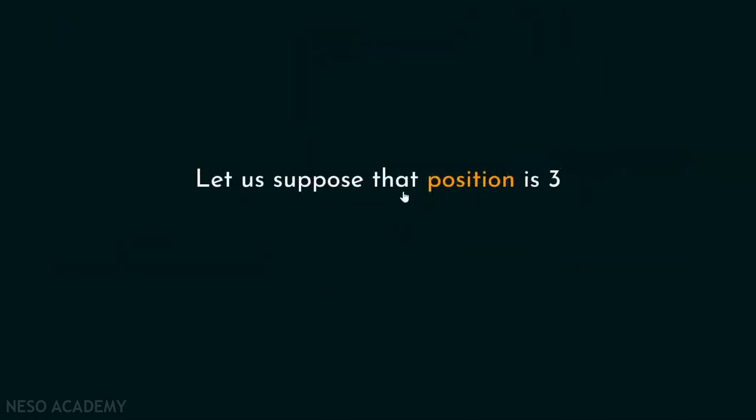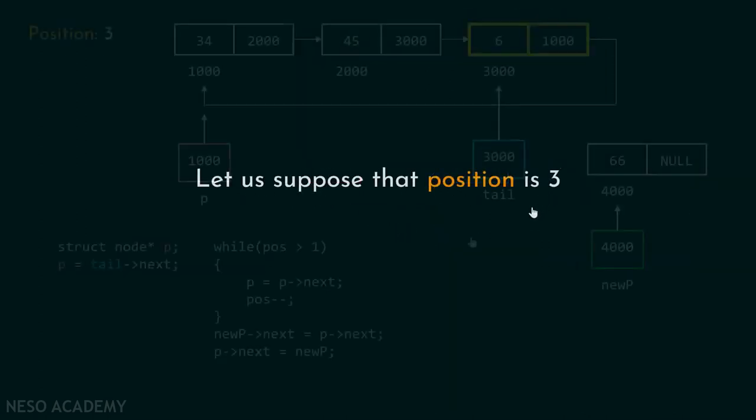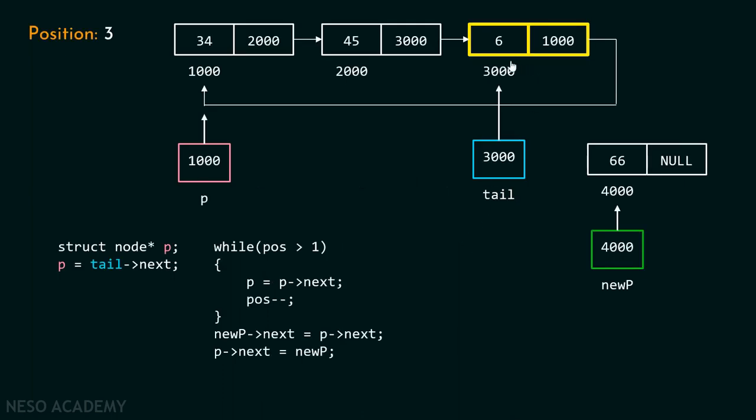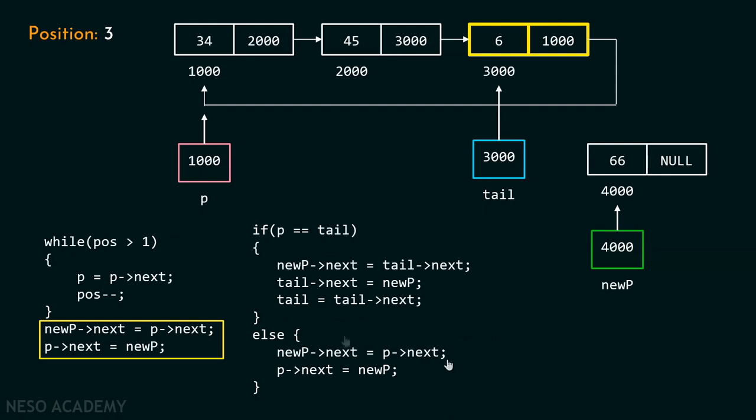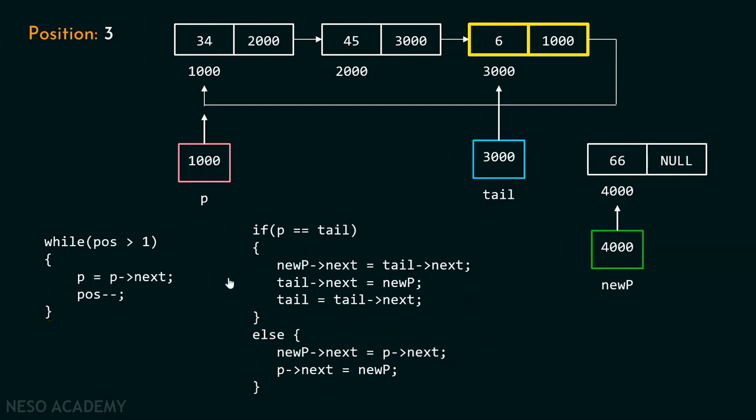But let us suppose that position is 3 instead of 2. That means we want to add a new node after this position. Now it is clear to you that we want to add a new node at the end of the list, right? We will keep the same code, but we will make some changes to it. We will actually replace this piece of code. So this piece of code can be replaced by this piece of code, okay?